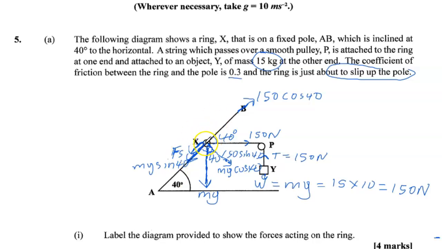And we'll also have a normal force, which is perpendicular to the pole. Let me just use N to denote the normal force. And then there are the forces in the opposite direction, perpendicular to the pole. There are two of them: one from the tension in the string, which was 150 sine 40, and the other, in the opposite direction, from the weight of the ring, which is mg cos 40.